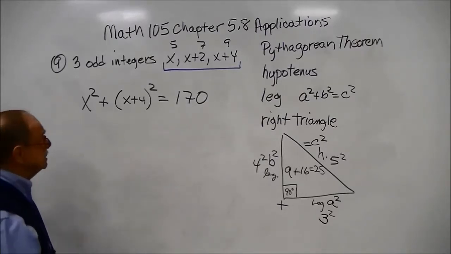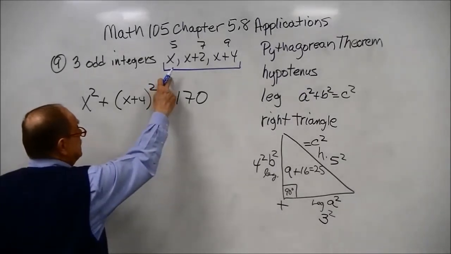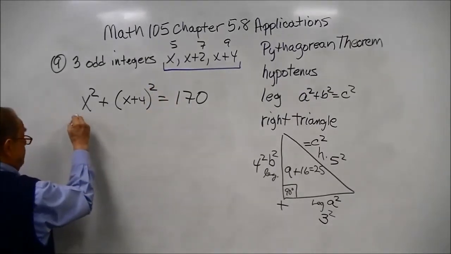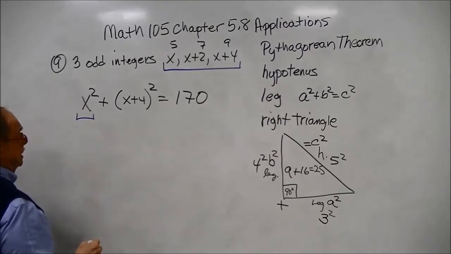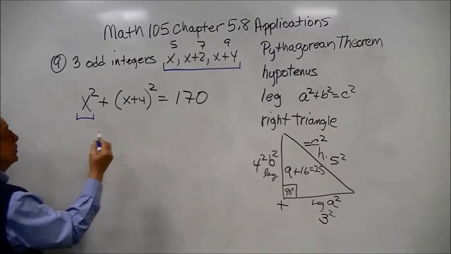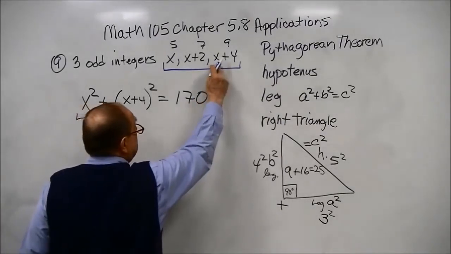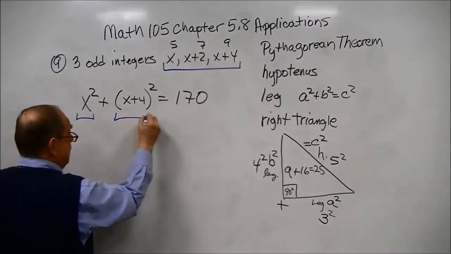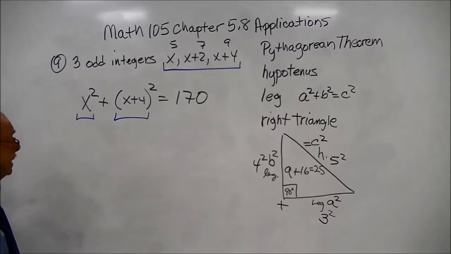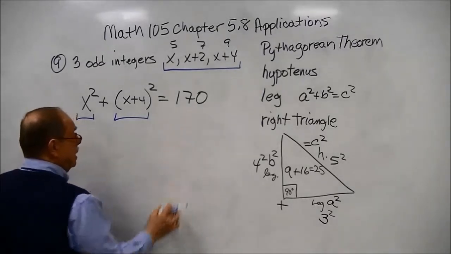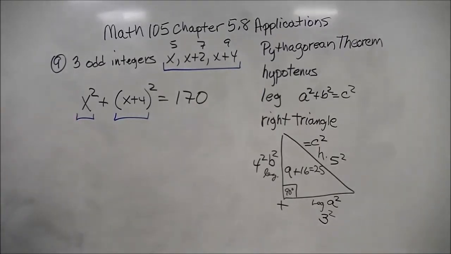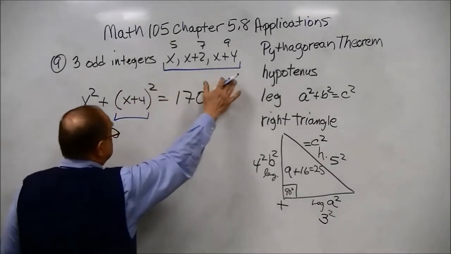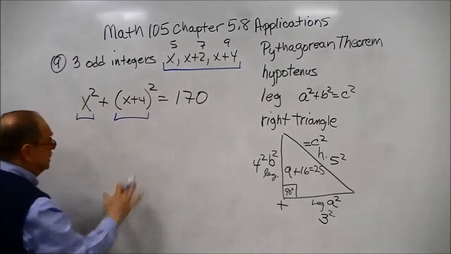Now, as you read on, it says the square of the first, which is right there, plus the square of the third, which is this one, which is right there, equals 170. So there's your equation. But you see, you need to know odd integers, sort of what they're talking about.